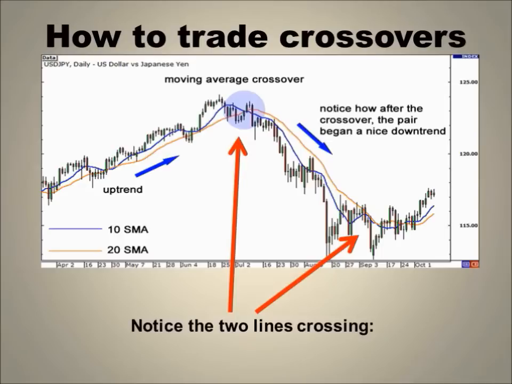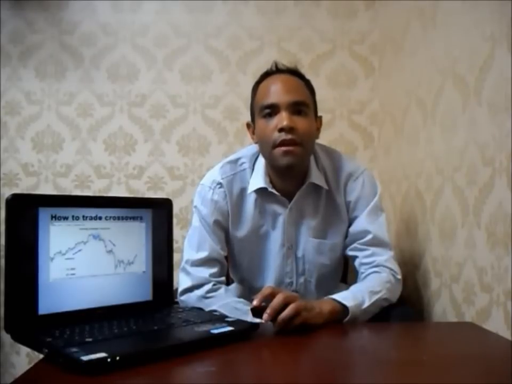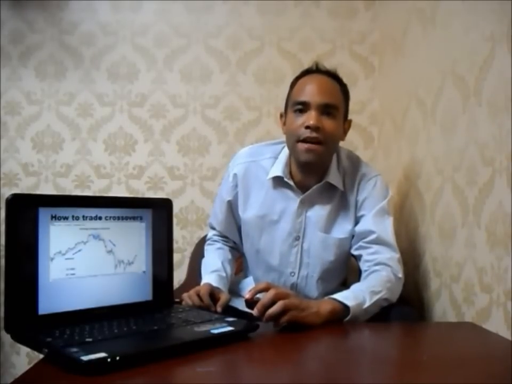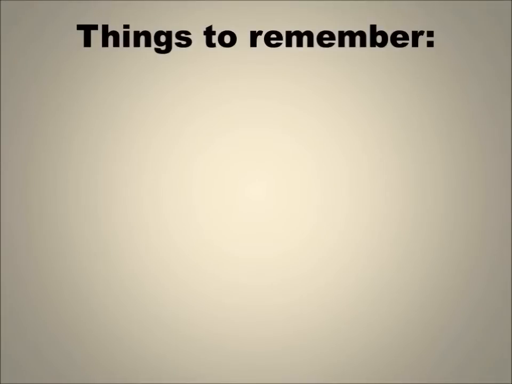open a position here. So when we see the faster SMA crossing under the slower SMA, many investors are more likely to go short on that pair. And when we see the faster SMA crossing over the slower SMA, many traders are more likely to go long. So pay attention to these crossovers because this can tell you where and when to enter the market.